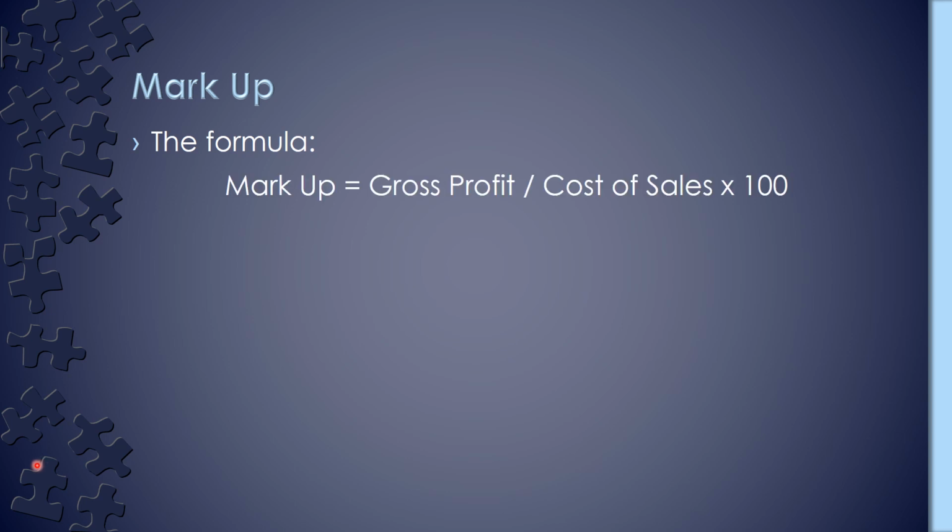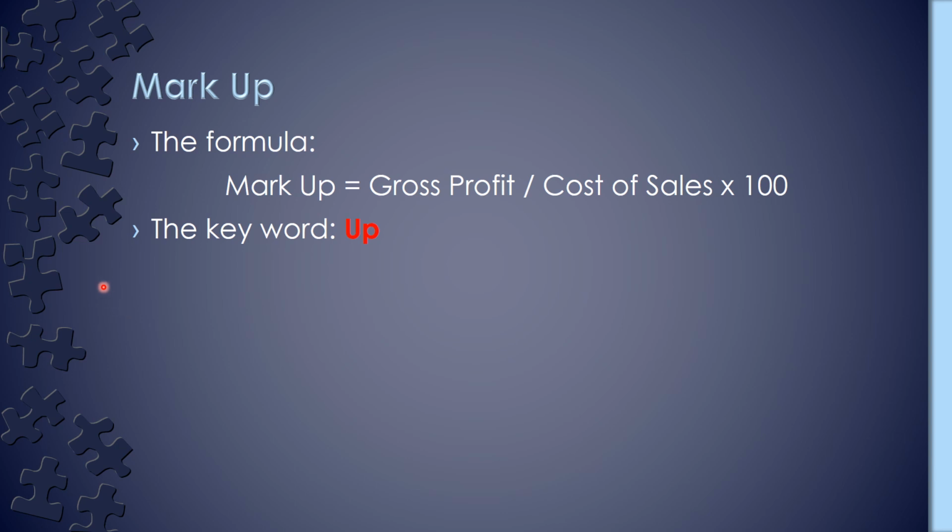So let's take a look then at markup and what markup means. First of all, let's start with the formula on how you work it out. So markup is equal to gross profit divided by cost of sales times 100%, because that will then give you your percentage.